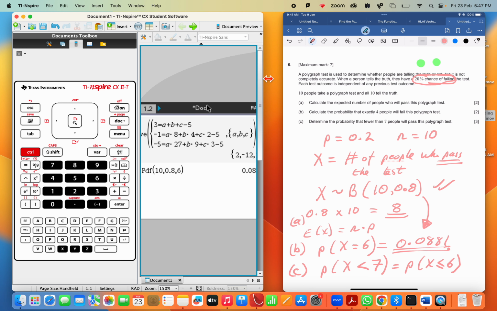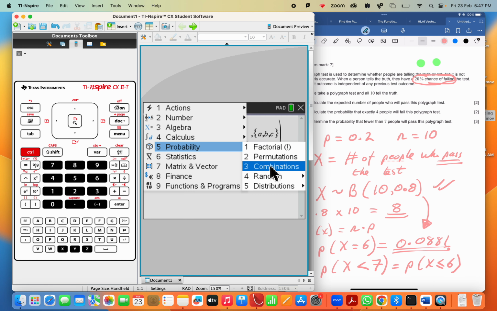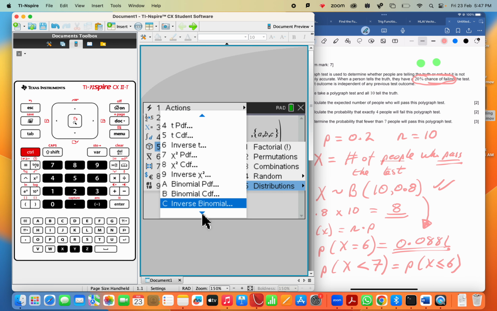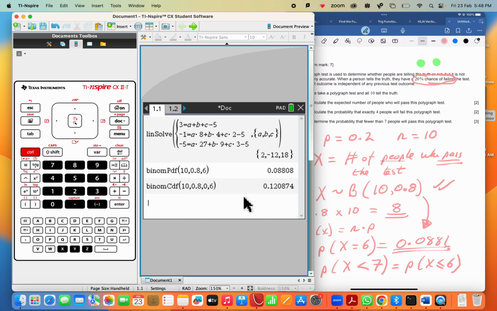And now let's go back again. Menu, probability distribution, binomial CDF to accumulate, number of trials 10. Remember, the probability of success is 0.8. The lower bound is the lowest number of successes. It's already defaulted to 0, right? That's great. And the upper bound is 6. We include the 6. Okay, 0.121. So 0.121.